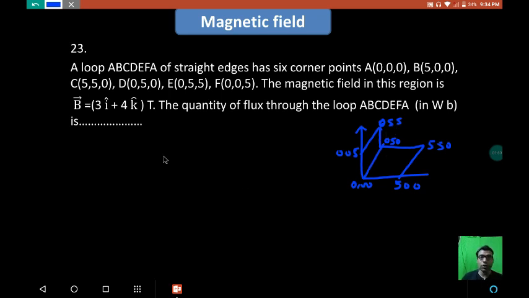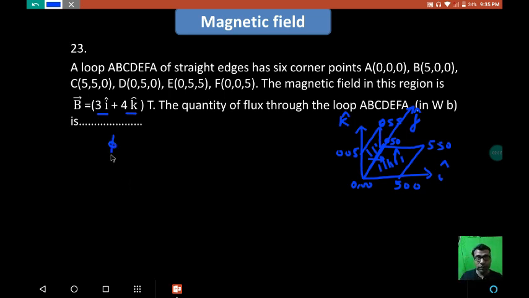Now according to the question, we have seen that it is 3i and 4k. The field is from this direction. If we have taken this as k cap and this particular direction as j cap, and this is the i cap. So here this direction and the k is the upward direction, and in this direction we have to take the area of this function and multiply into this.